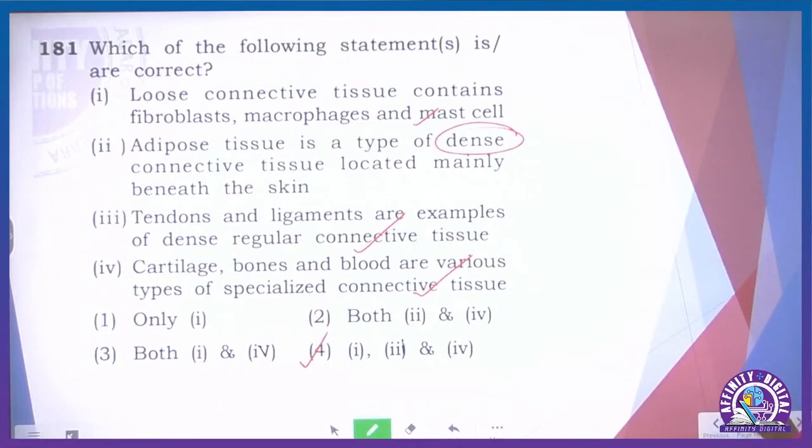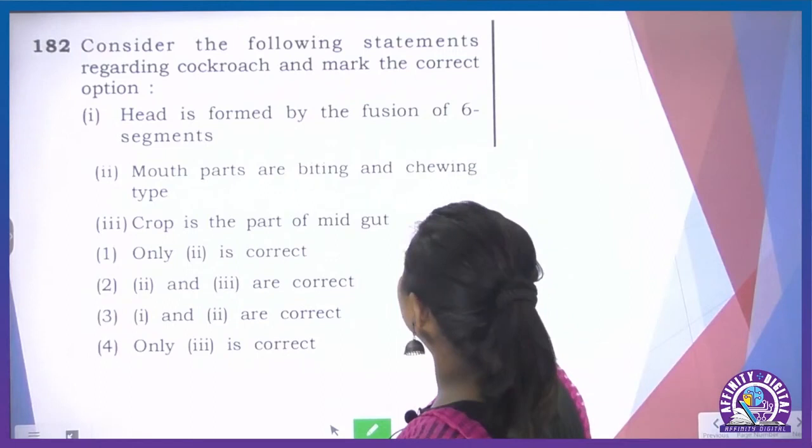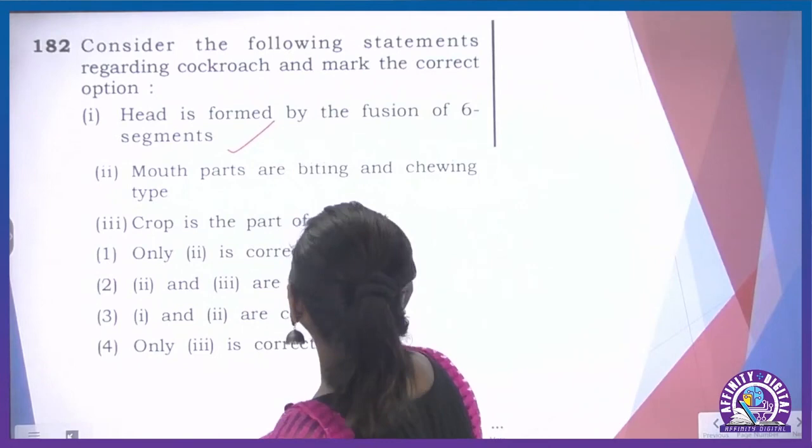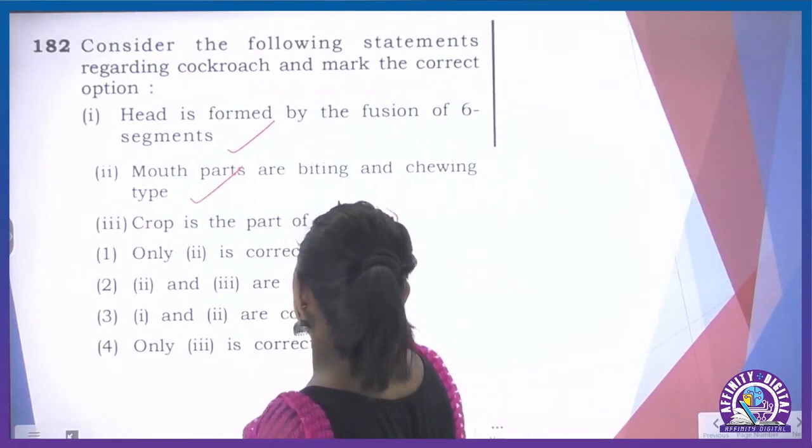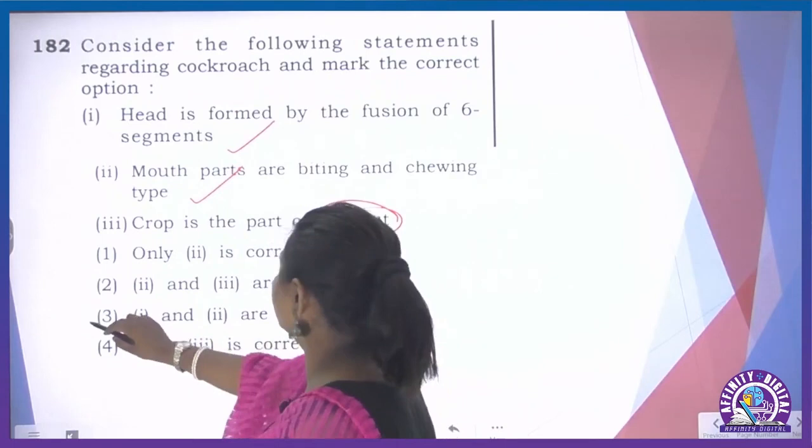Moving to the next one. Consider the following statement regarding cockroach and mark the correct option. The head is formed by the fusion of the 6 segment. Correct. Mouth parts are the biting and the chewing type. That is also true. Crop is the part of midgut. No, it is the part of foregut. So option 1 and 2 are the correct one. That is the 3rd option.